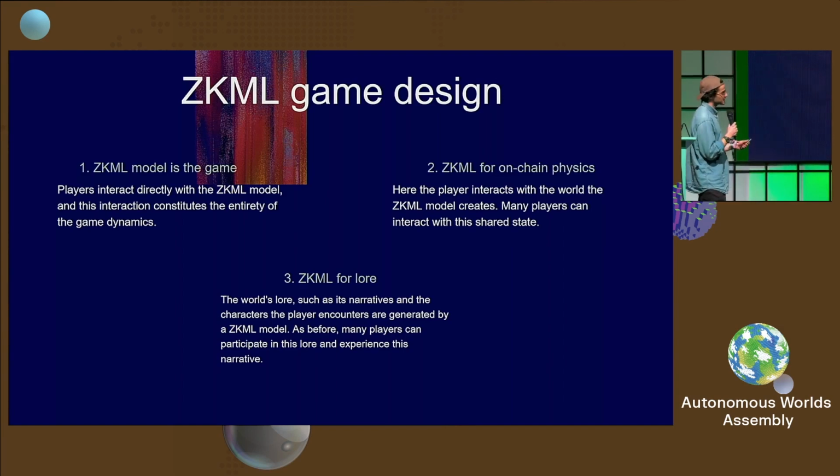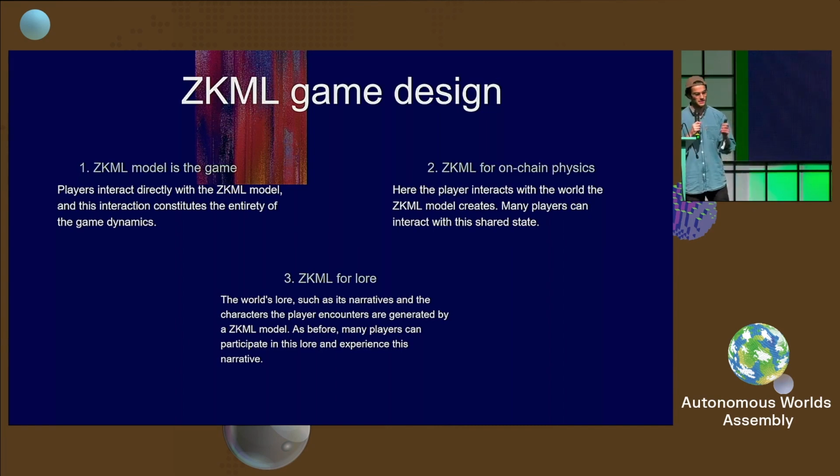A second, slightly more ambitious design paradigm is where the ZKML model governs the on-chain physics for the autonomous world. This might be some sort of weather model which has been ZK'd and which you can use to update the weather of some world on-chain. Many players can interact with the world and state that this ZKML model creates, and all participate in these updates.